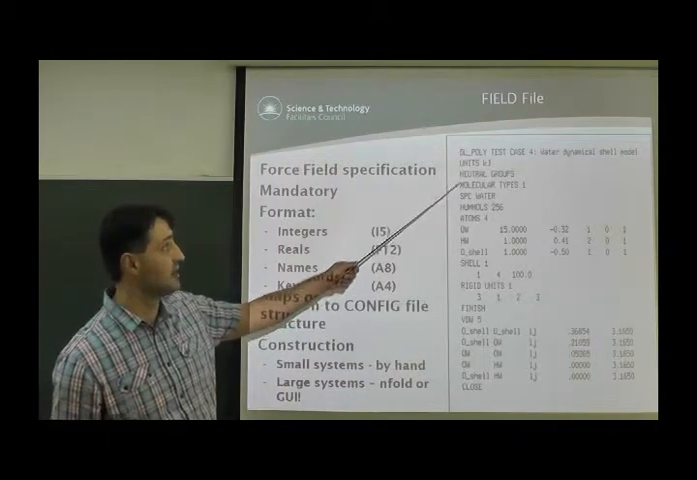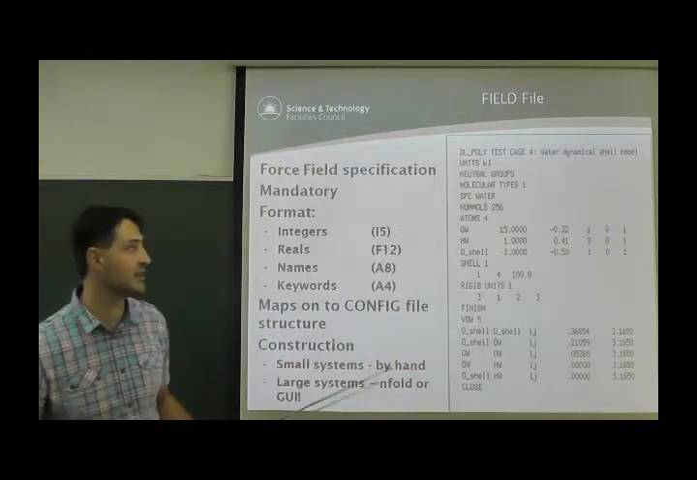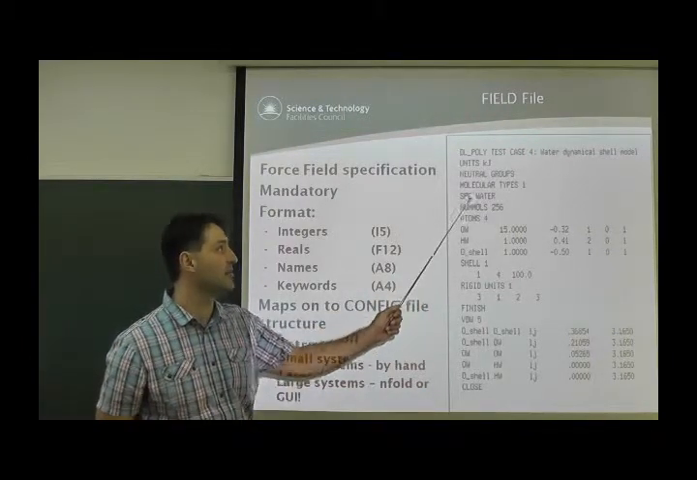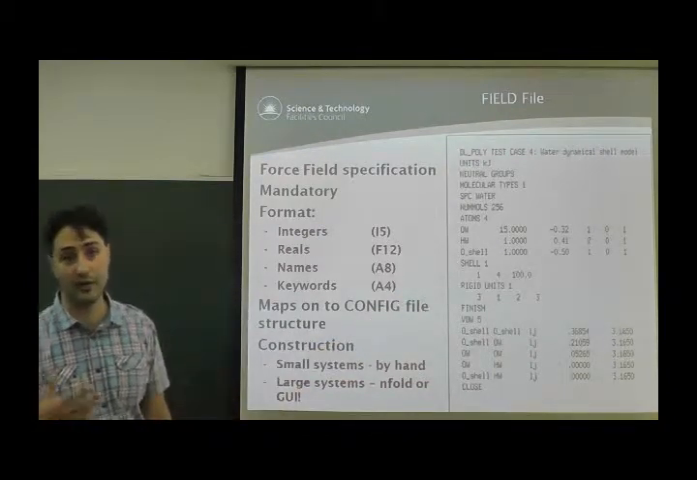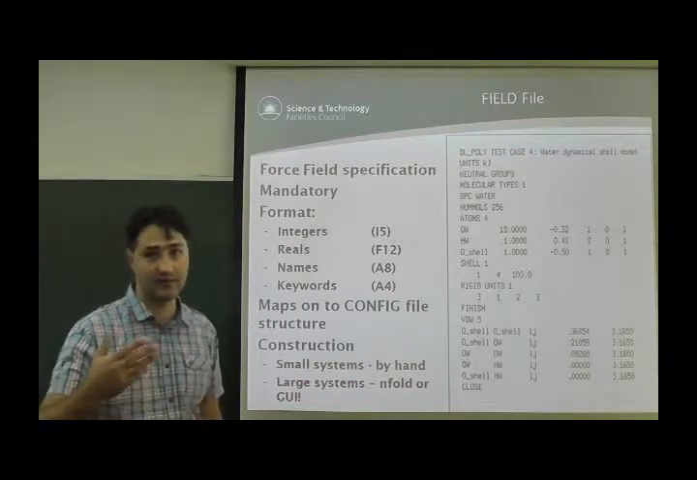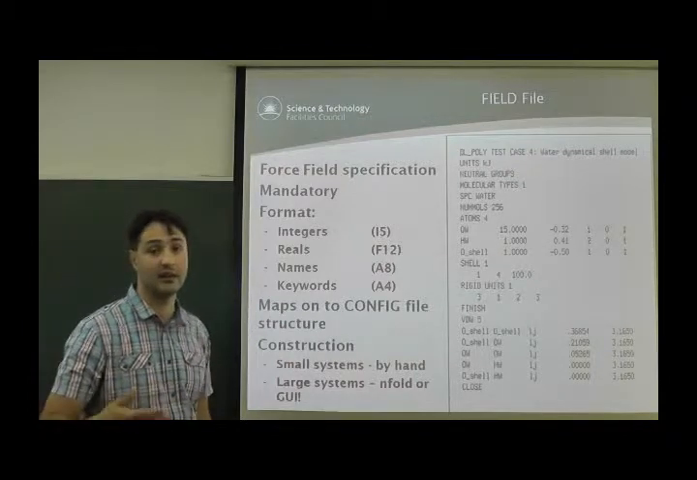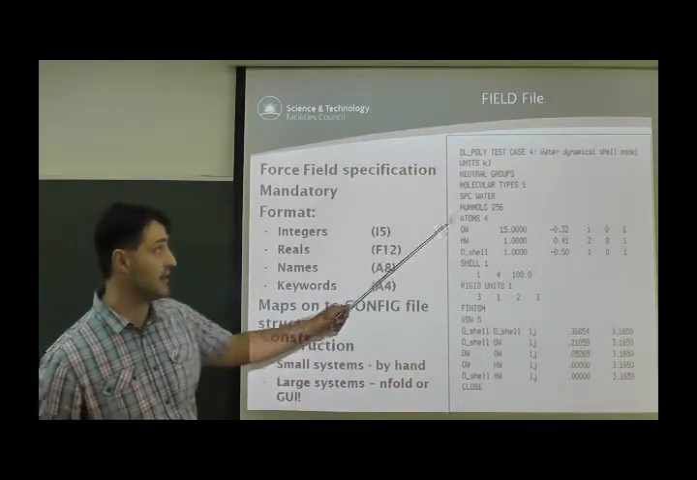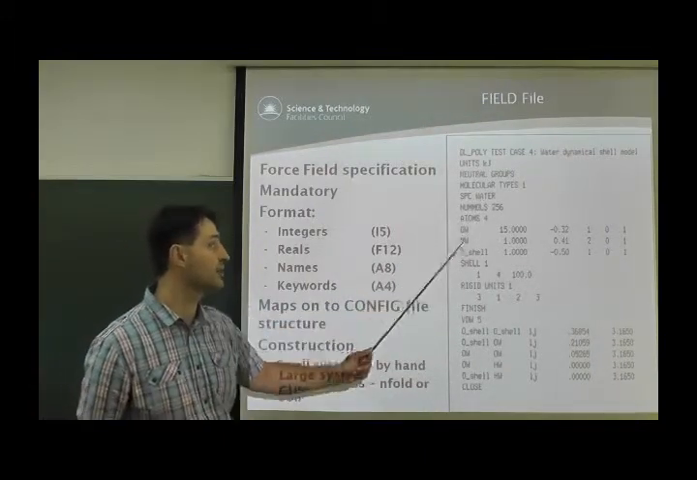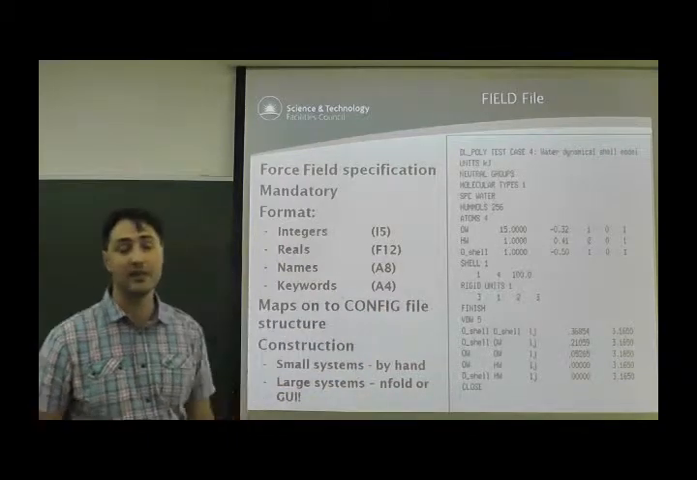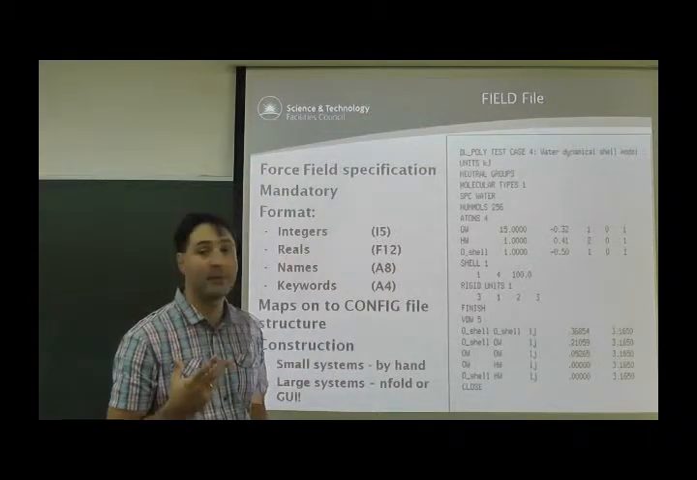Then we start with molecular types. Essentially, how many different kinds of molecular types we have in the system. In this case, we have just the one, and we give the name of the first one. In this case, the only one, SPC water. It is only for you in order to relate to this. It bears some meaning to you. For the software itself, it doesn't really matter because it enumerates them. Then it says how many instantiations of this molecular type we have, so how many molecules of water. We have 256 molecules.